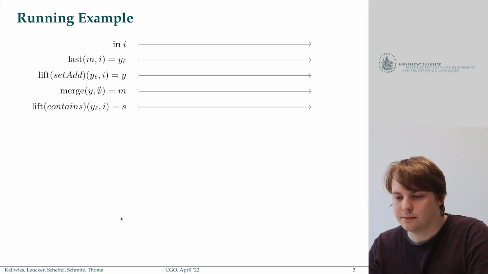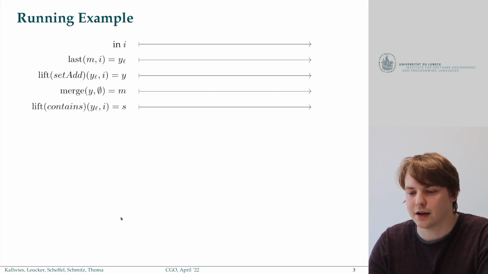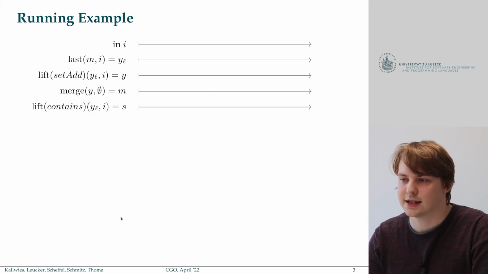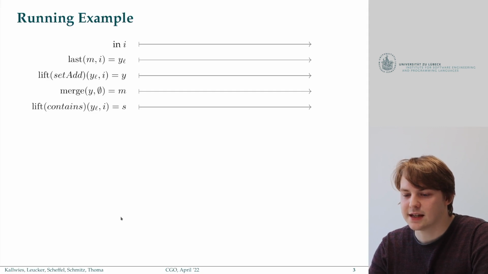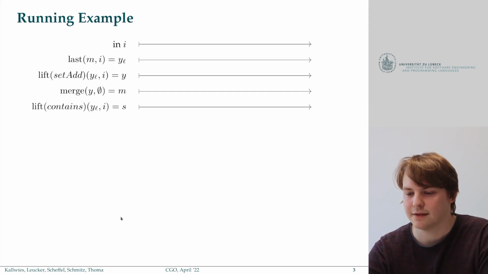As we will see later, the streams YL, Y and S only have events if the input stream I also has an event. That's different for the stream M. M is defined as merge of Y and the empty set. The empty set is syntactic sugar for a stream that only contains one event with the empty set at timestamp 0. Merge merges together 2 streams, in this case Y and the empty set stream. So at timestamp 0, the stream M already has an event, the event with the empty set at timestamp 0.